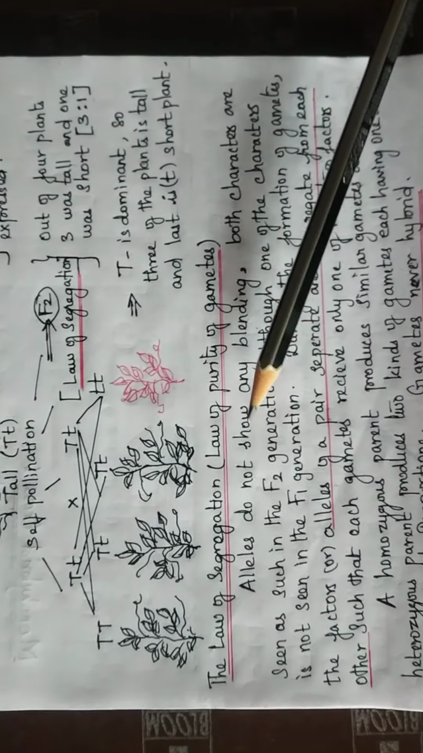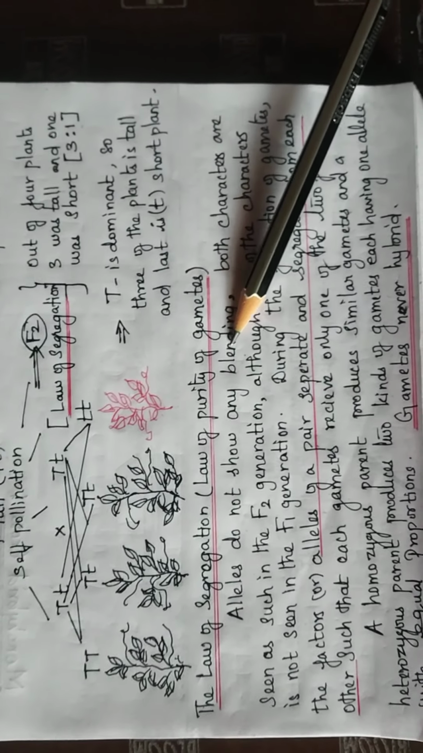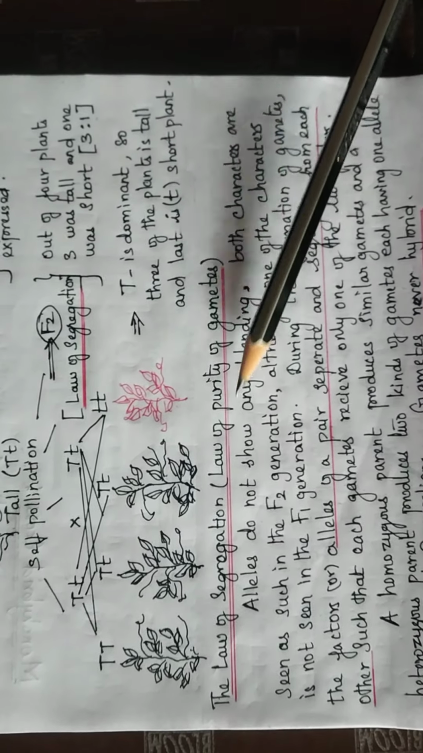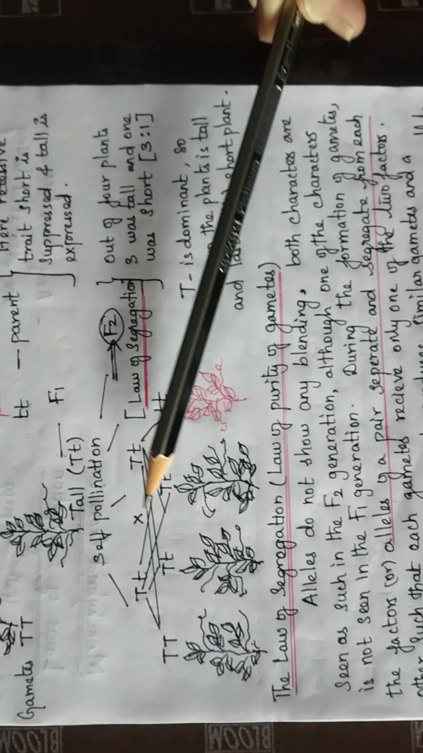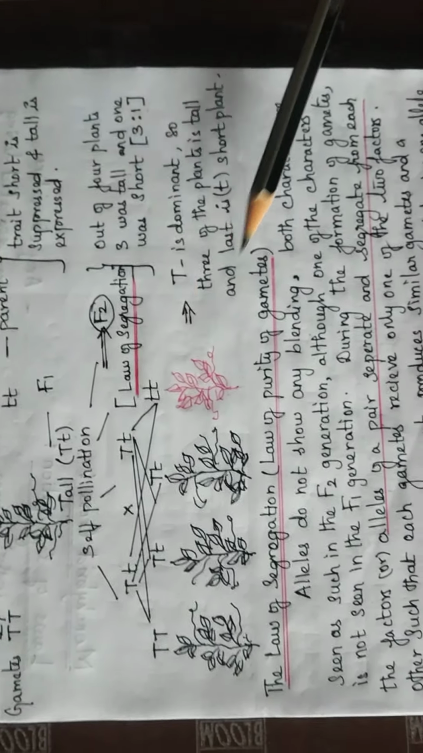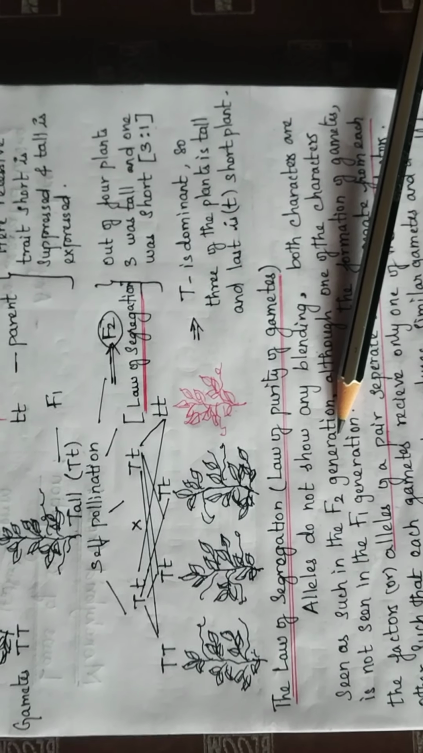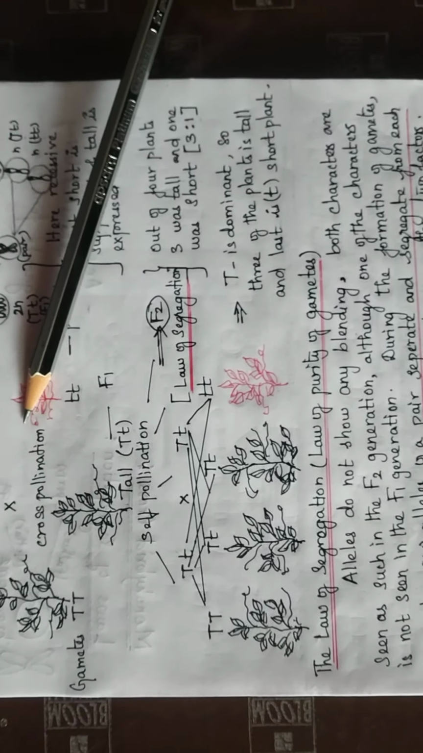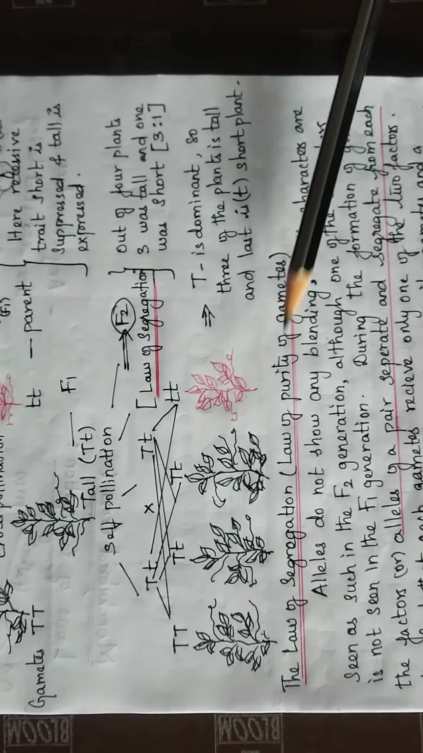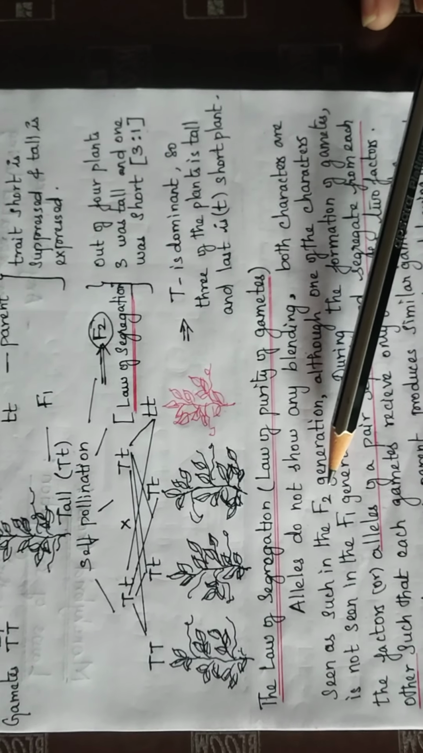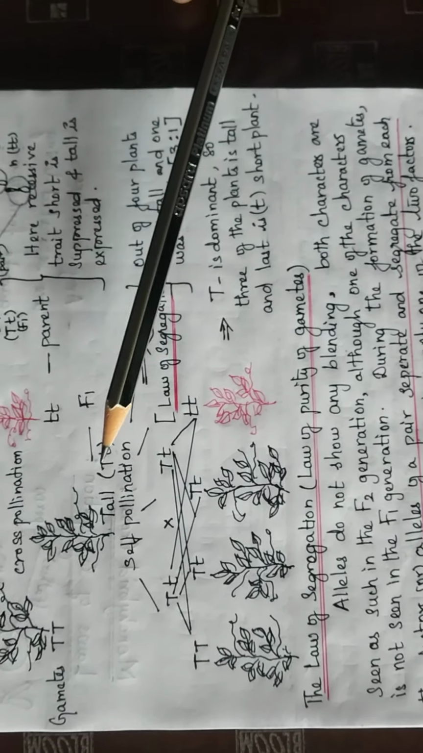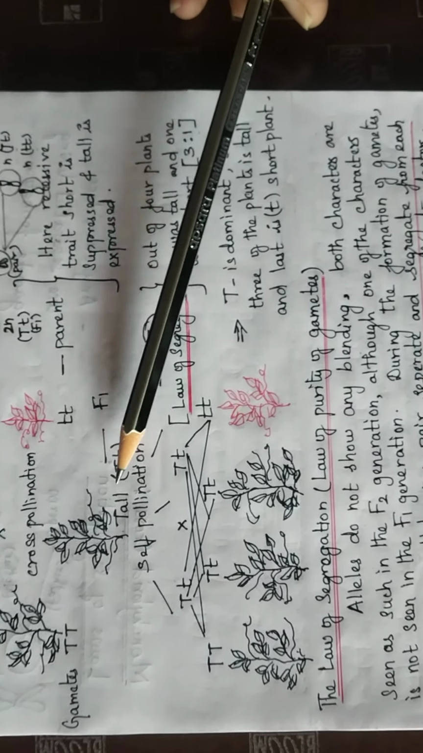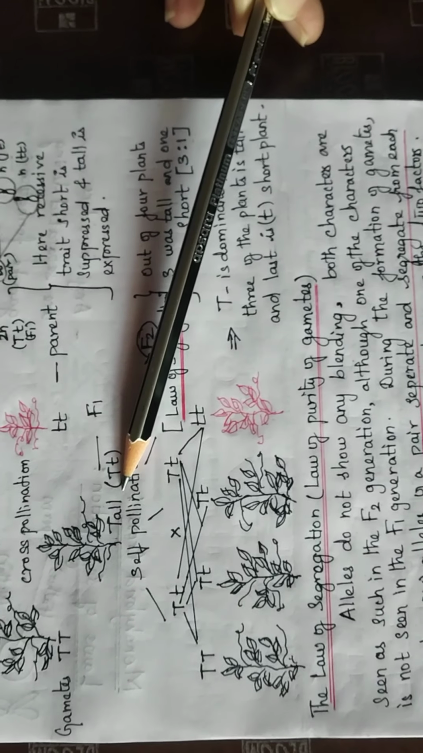Next, what is the law of segregation? It is the law of purity of gametes. Alleles do not show any blending. These gametes do not blend, are not fused or joined. Both characters are seen in the F2 generation. The characters that were in the parents are seen in the F2 generation, he says. Both characters are seen in the F2 generation, although one of the characters is not seen in the F1 generation. Which character is not seen in F1? The dwarf plants are not seen.